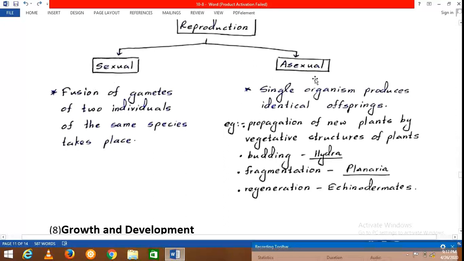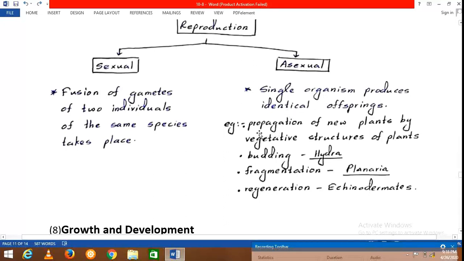Then during asexual reproduction, a single organism produces identical offspring. That means there is only one individual. It will produce identical offspring, the members of the new generation. The new individuals produced by this single organism are identical. That means they are more or less similar to each other.